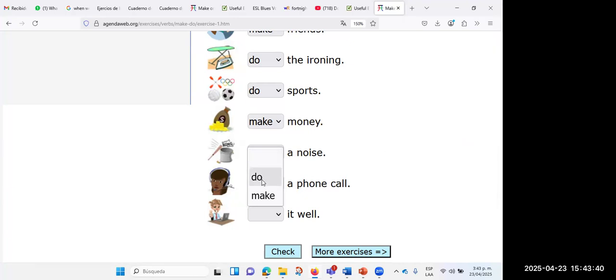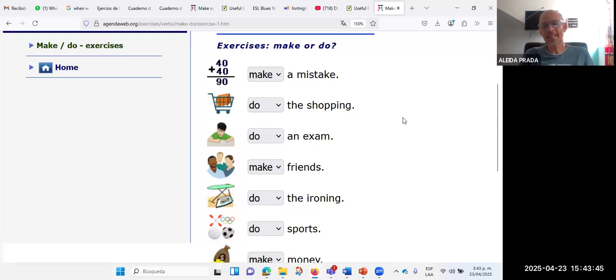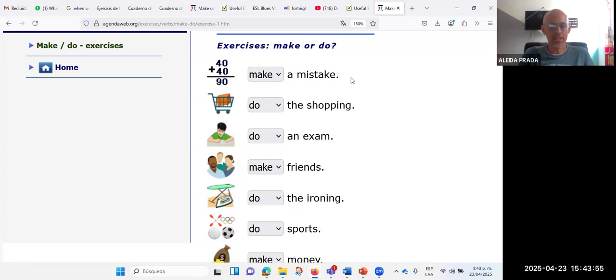Do it well. Do. So, as I said before, it's easier to learn that when we are going to say cometer un error, we have to say make a mistake. That's all. Que vamos a hacer las compras, do the shopping.